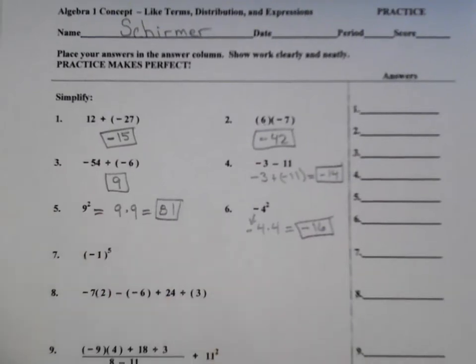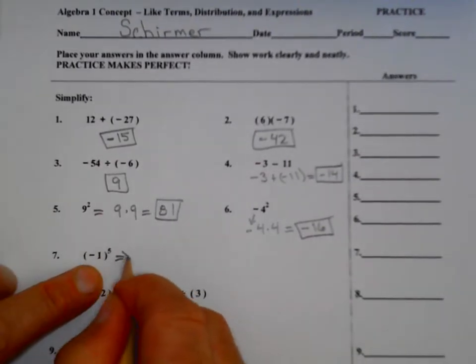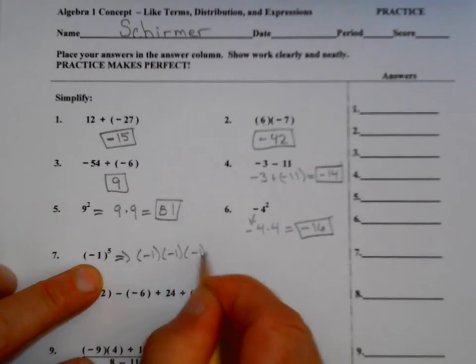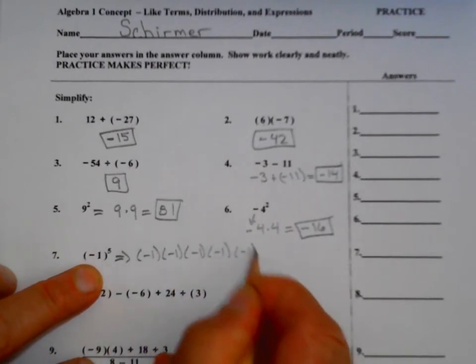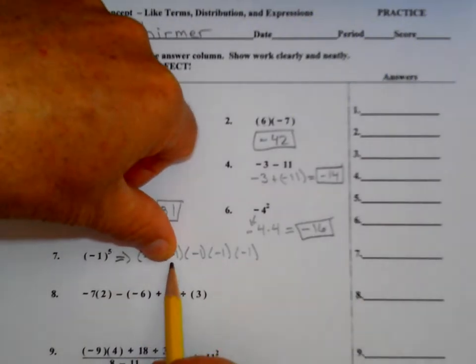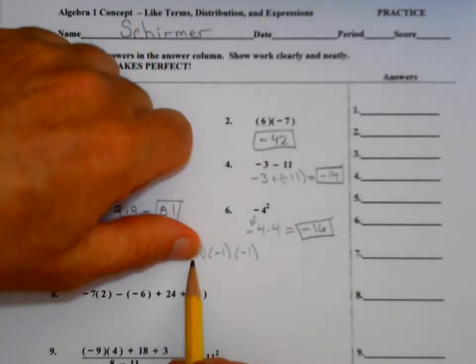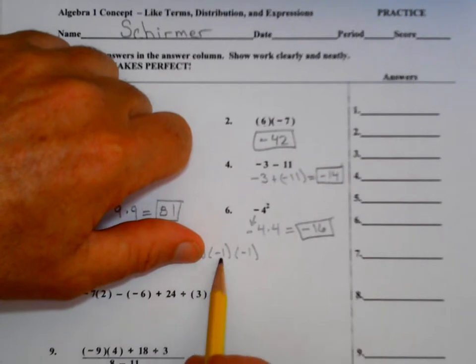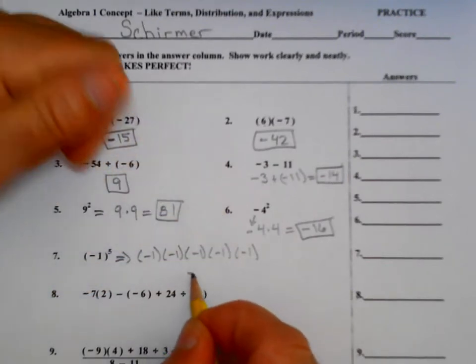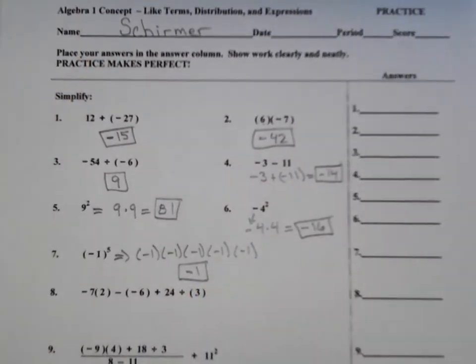Here, I'm going to multiply this negative 1 in parentheses by itself 5 times. Again, that's expanding. Negative 1 times negative 1 is positive 1. Positive 1 times negative 1 is negative 1. Negative 1 times negative 1 is positive 1. Positive 1 times negative 1 is negative 1, like that.